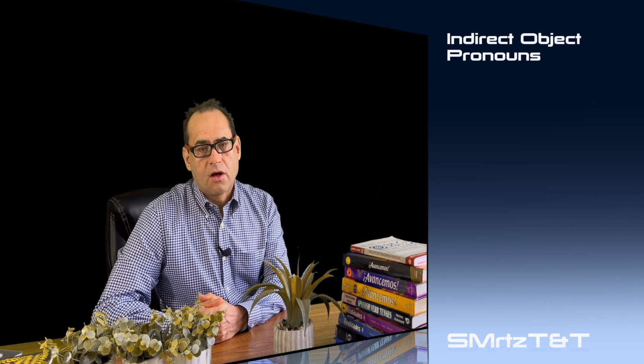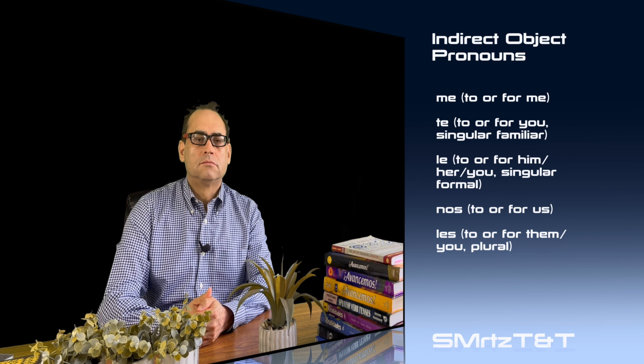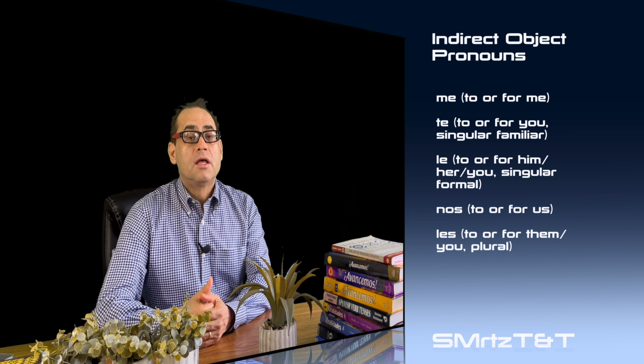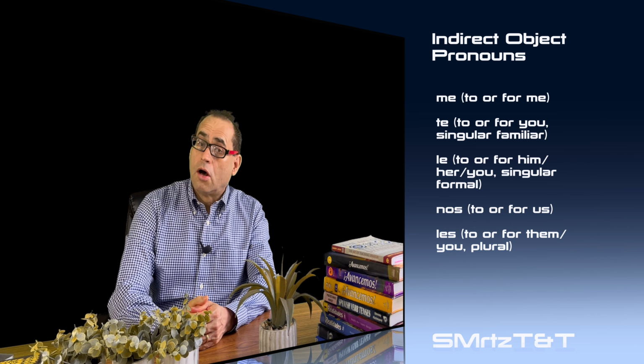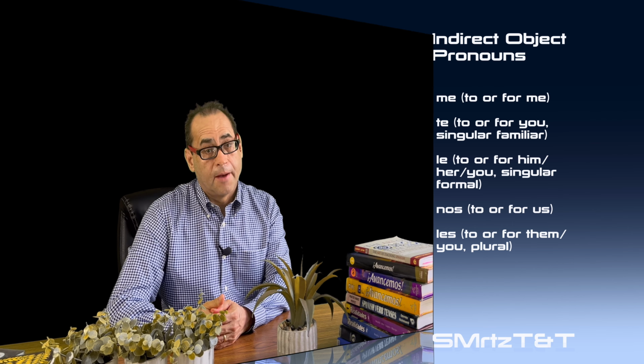Let's get started. Comencemos. Bueno, el día de hoy vamos a ver objetos indirectos. Indirect object pronouns in Spanish are used to replace the indirect object noun in a sentence. The indirect object is the person or thing that receives the action of the verb, but not directly. Which are they? The indirect object pronouns are me, to or for me; te, to or for you, singular familiar; le, to or for him, her, you, singular formal; nos, to or for us; les, to or for them, you, plural. Here is an example of how to use them.